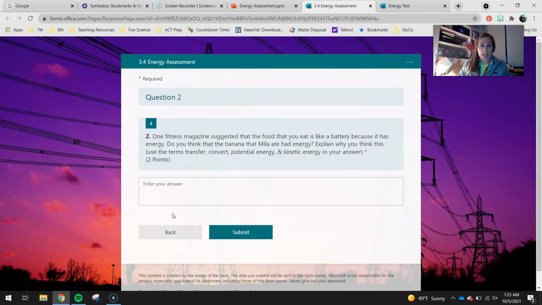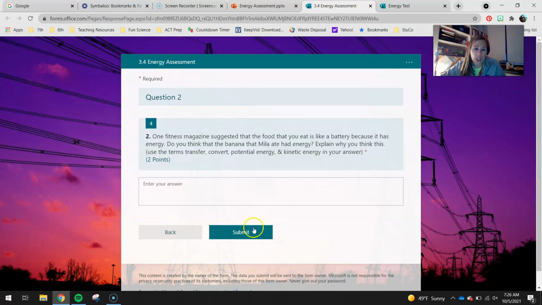All right, the next part of the test is the last question here. One fitness magazine suggested that the food you eat is like a battery because it has energy. Do you think that the banana that Mila ate had energy? Explain why you think this. Use the terms transfer, convert, potential energy, and kinetic energy in your answer. So that's worth 2 points. So in your description of why you think that banana had energy, you're going to use transfer, convert, potential energy, and kinetic energy in your answer.